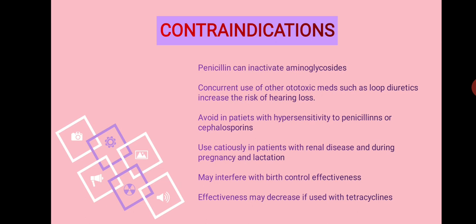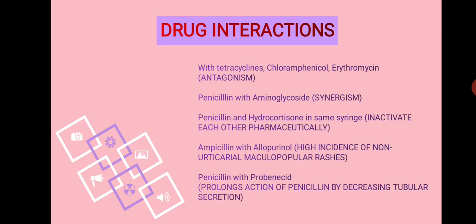It may also interfere with birth control effectiveness, and its effectiveness may decrease if used with tetracyclines because of drug interactions. So these are the drug interactions: tetracycline, chloramphenicol, and erythromycin, which are antagonists with penicillin; penicillin with aminoglycoside; and of course penicillin and hydrocortisone in the same syringe, because they will inactivate each other pharmaceutically.